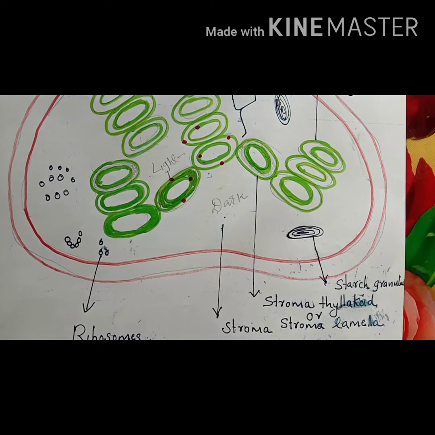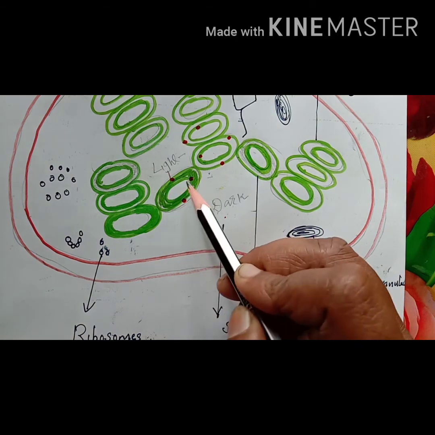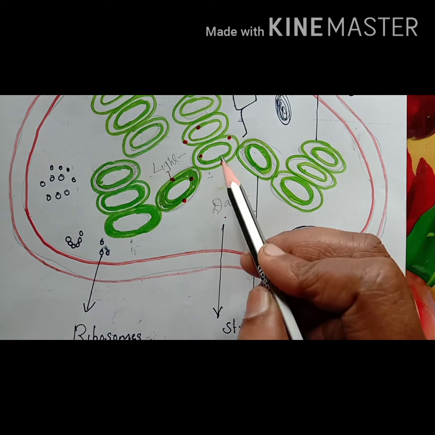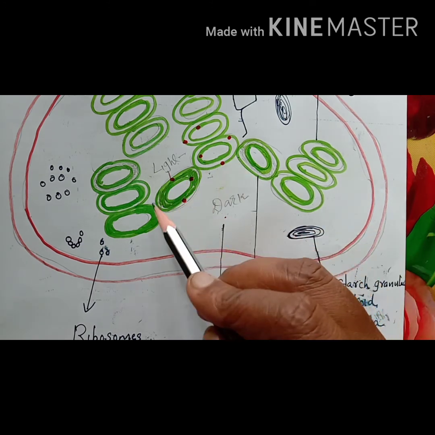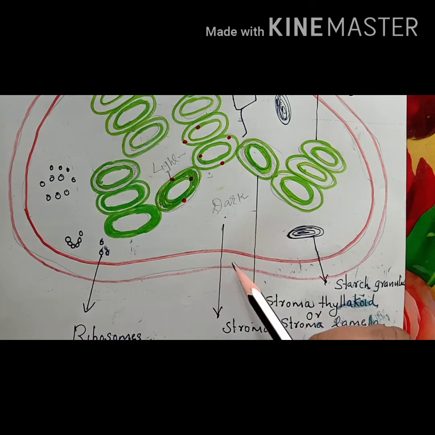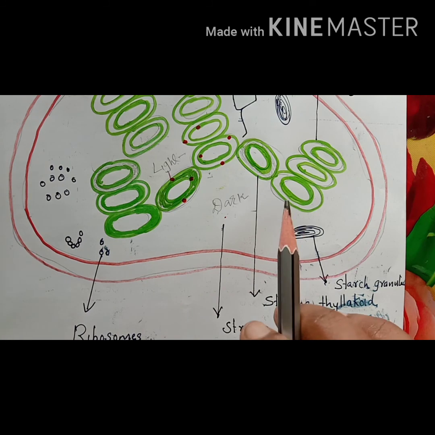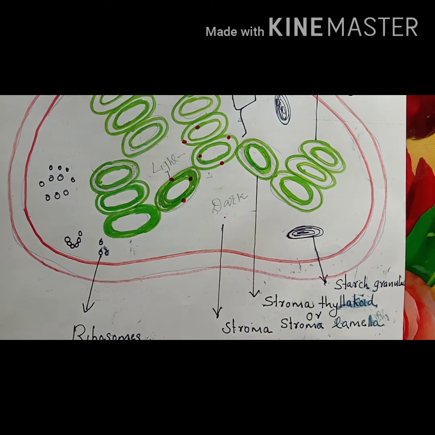And the pigments are located on where? Pigments are located on the membrane of the thylakoid, whether it is grana thylakoid or stroma thylakoid. So the light reaction can be seen on the membranes of the thylakoids, and the dark reaction occurs in the stroma. So this is about the site of photosynthesis and also the location of pigment molecules.